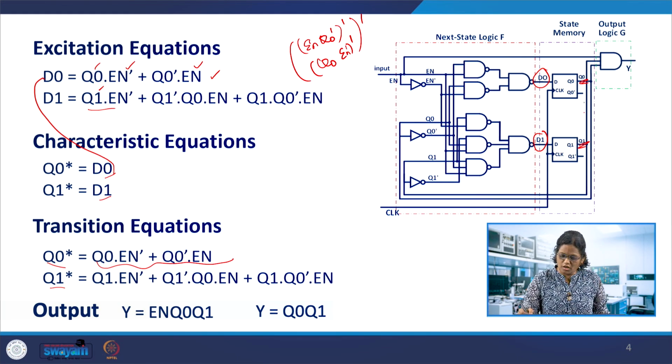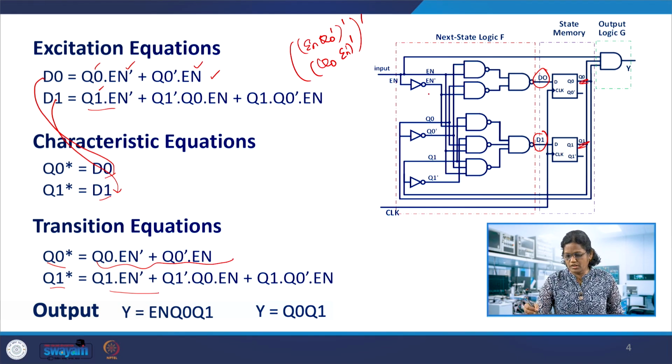We may be able to get Q0 and Q1 directly as well, but it is better to do it in parts to avoid mistakes. So D0 from this expression is substituted over here, and D1 from this expression is substituted over here. So you get these transition equations. That is the third step.